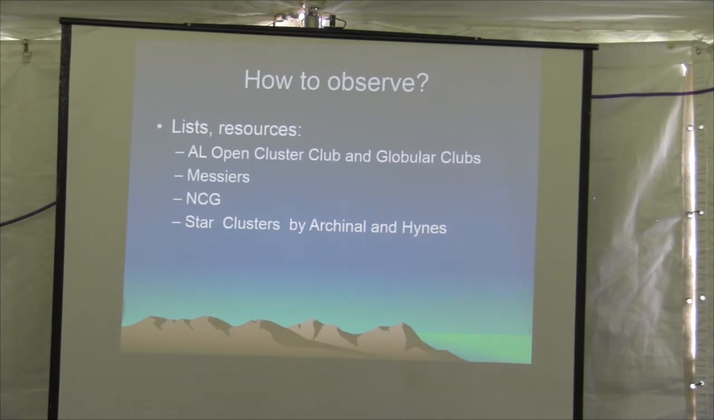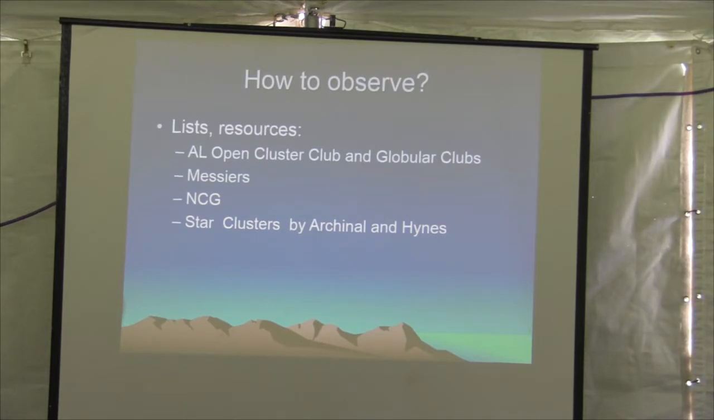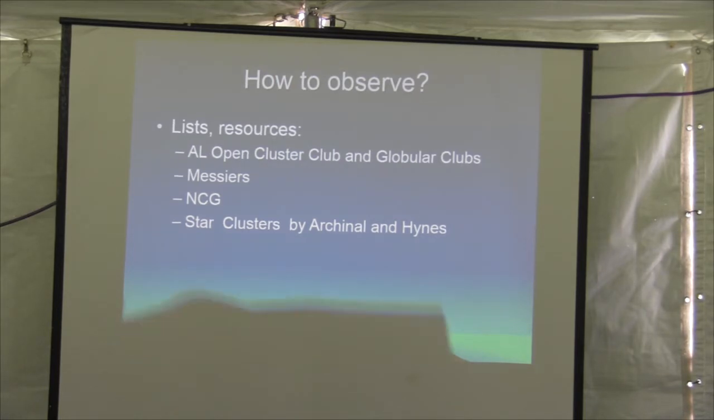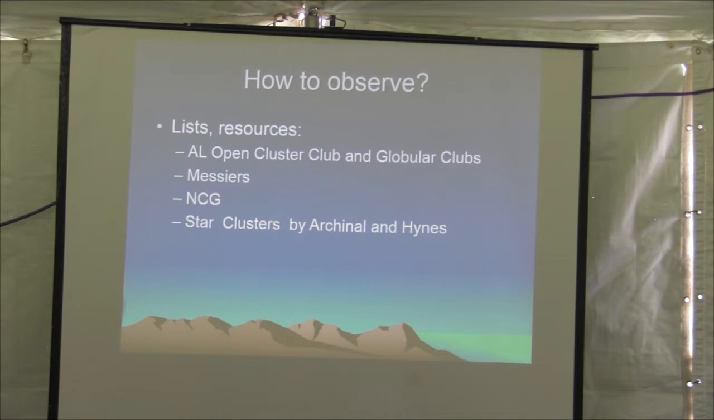Oh, so now we get to how to observe. Lists and resources. So, like I mentioned, you've got Collinder's dissertation. The list of star open clusters is readily available on the internet. There's a lot of them. Quite a few of them overlap with Messier objects, like M45 is actually considered a Collinder object.